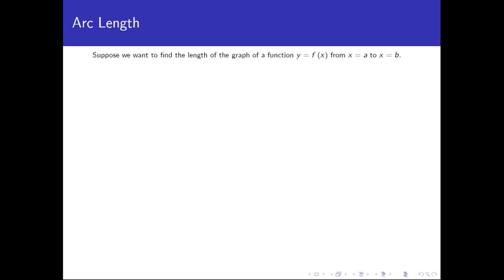So we want to try to find the length of the graph of a function, call it y equals f of x for the time being, where x goes from a to b. All right, so let's say we have this function, just some arbitrary function here, and I want to know what the length of this piece of that function is. And certainly this is rounded, right? This is not line segments at all.